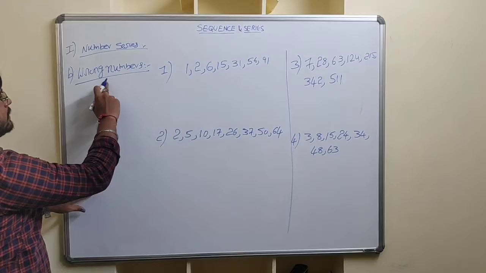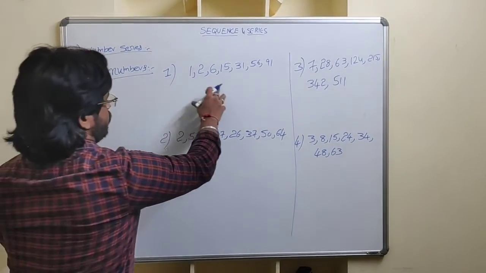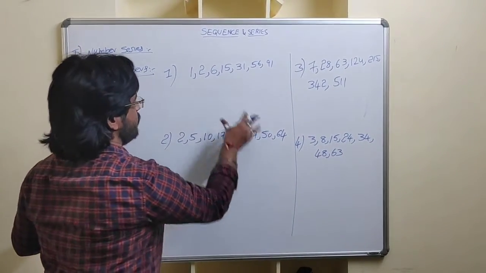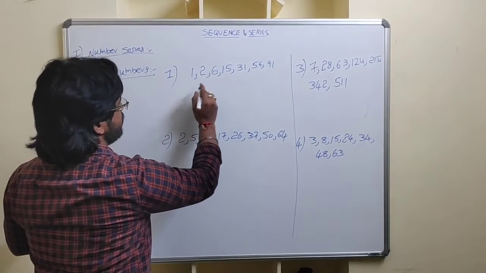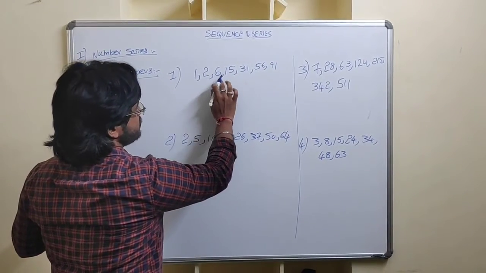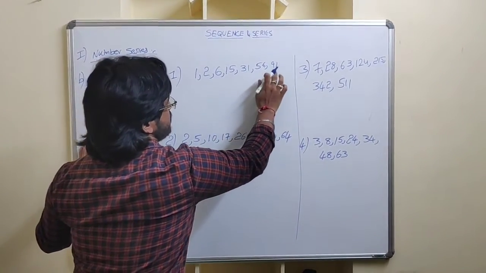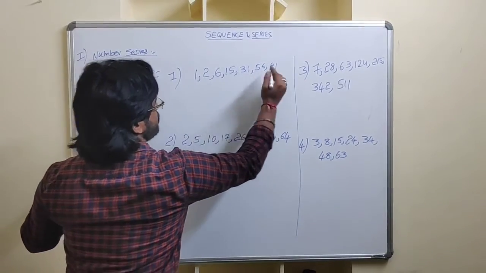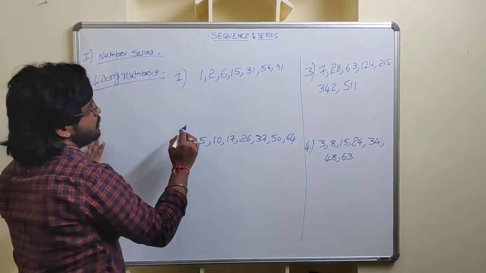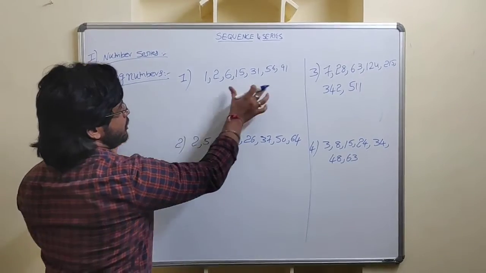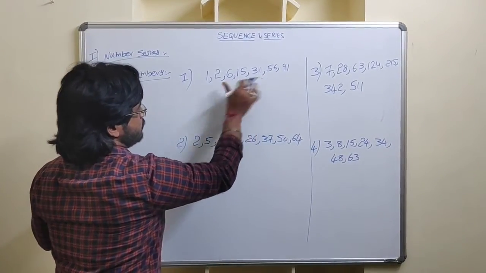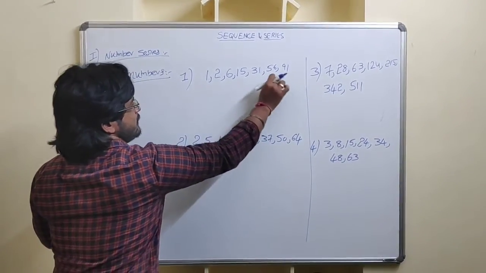The subclassification in number series is wrong numbers. There is a set of 4 questions, and I will go through each and every one in detail. The first question is 1, 2, 6, 15, 31, 56 and 91. In this question you need to find the wrong number. Before finding the wrong number, you need to find the logic first for this question. That means we need to find the series.